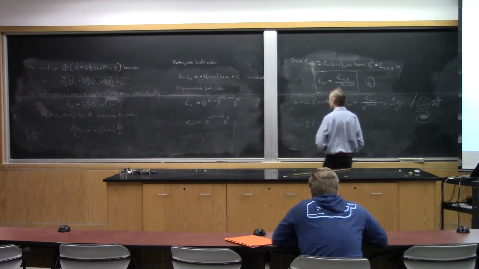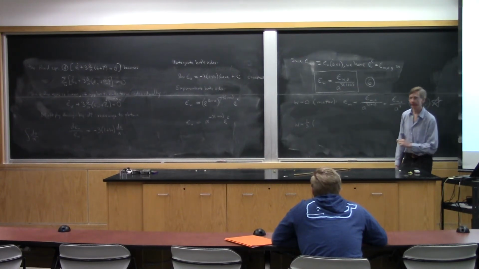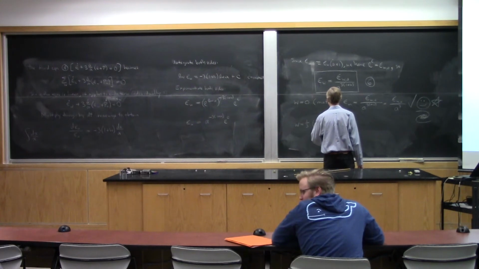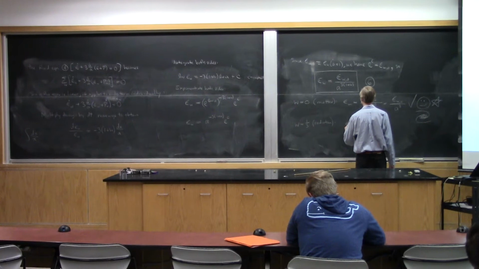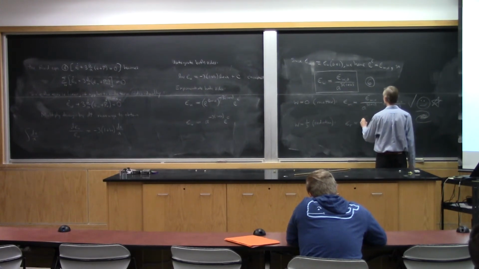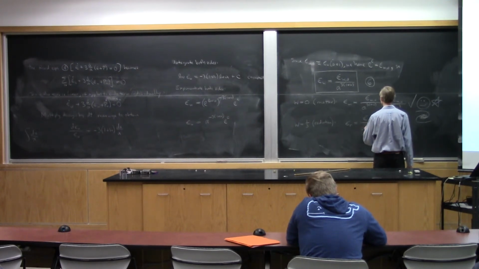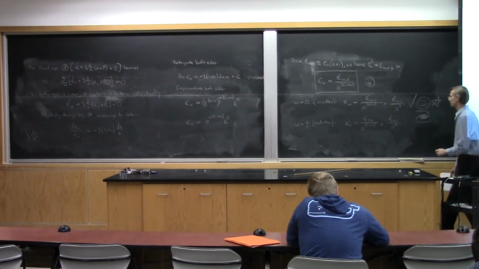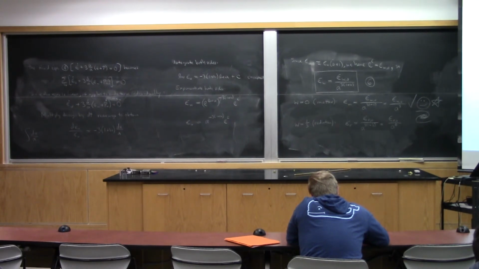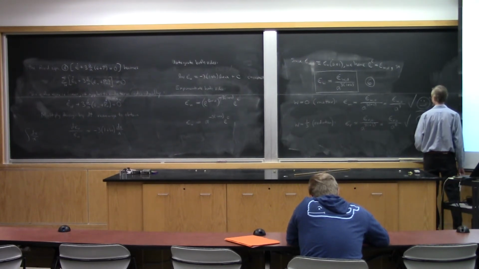W equals 1/3. What's that? Radiation. Rad. That's rad, yes. Epsilon rad equals epsilon rad naught over A to the power of 3 times 1 plus 1/3. That's epsilon rad naught over A to the 4th power, because 1 plus 1/3 is 4/3 and 3 times 4/3 is 4. Does that work? Yeah, that's what we got before.